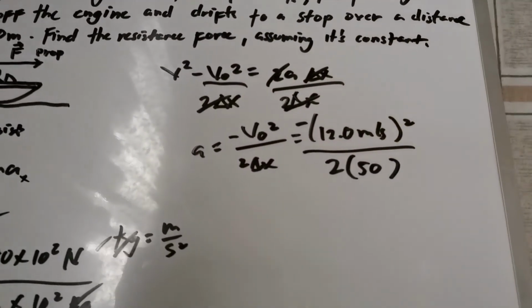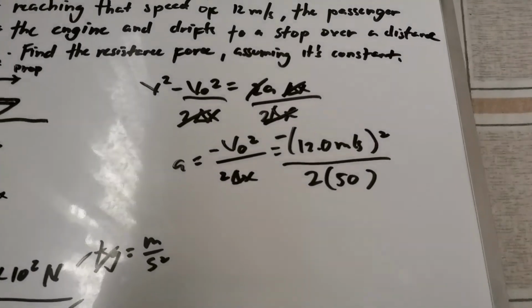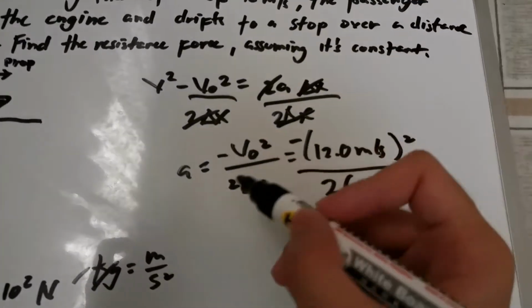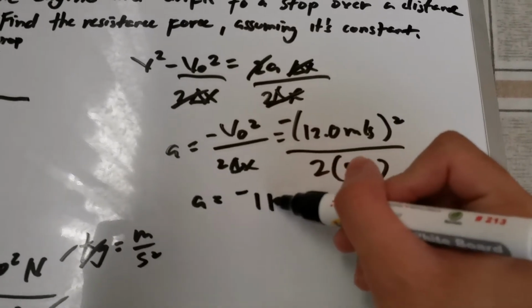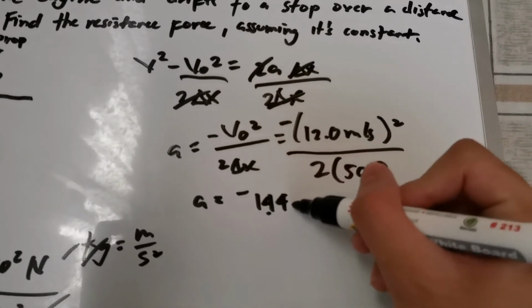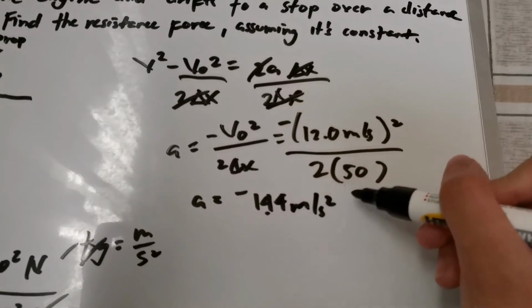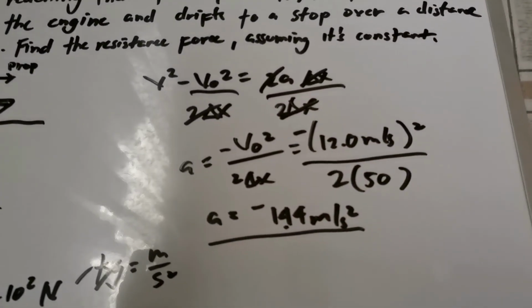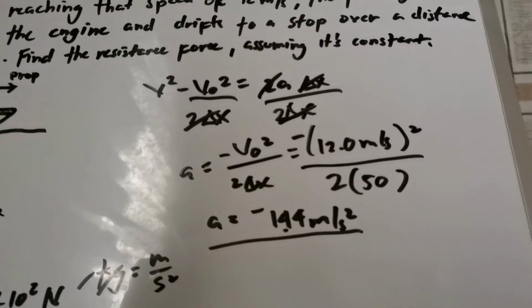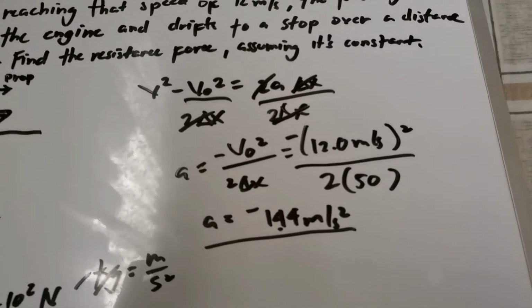Solving these two, a will be negative 1.44 meters per second squared. This is our calculated answer. It is negative because the boat is decelerating.